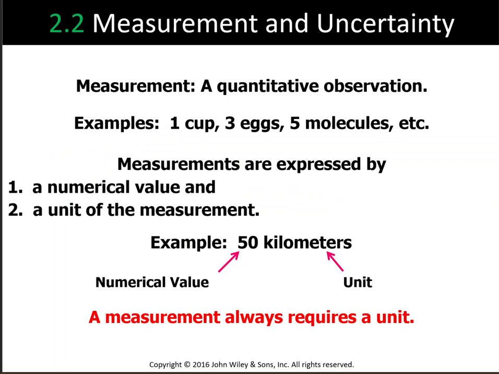So let's look at measurements. As scientists, as chemists, we will be doing lots and lots of measurements during the lab. Now, one thing to keep in mind is that each measurement has two components to it, a numerical value and also a unit of measurement. So any measurement done has to have a unit next to it. Without a unit, it's not a measurement.